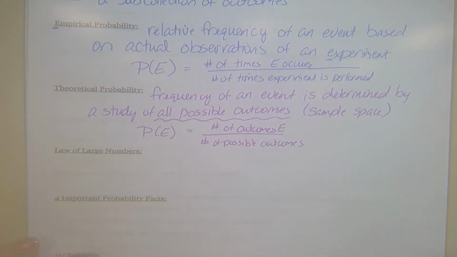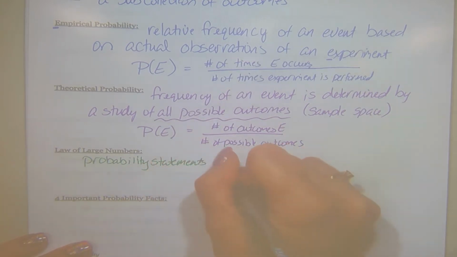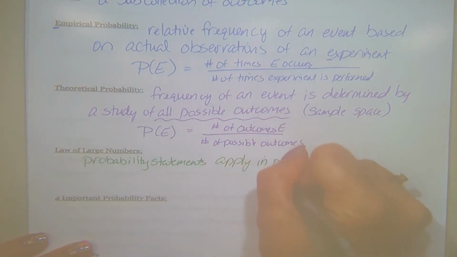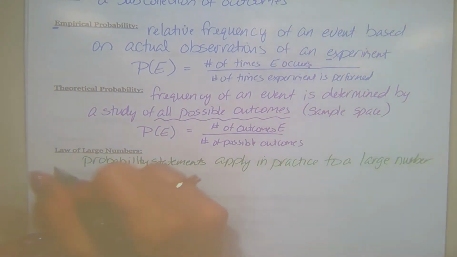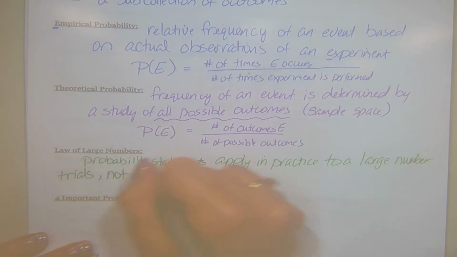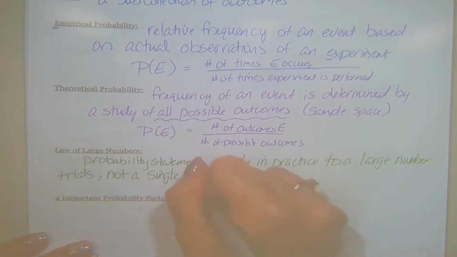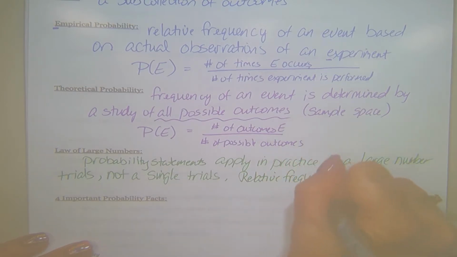Now, law of large numbers. This is important because probability statements only apply in practice to a large number of trials. A large number of times we repeat the experiment. They don't really apply to a single trial or even just a really small set of trials. The relative frequency in the long run is predictable.